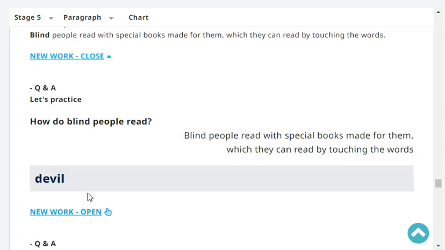Let's practice. How do blind people read? Blind people read with special books made for them, which they can read by touching the words. Very good.